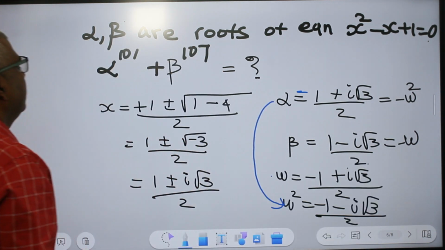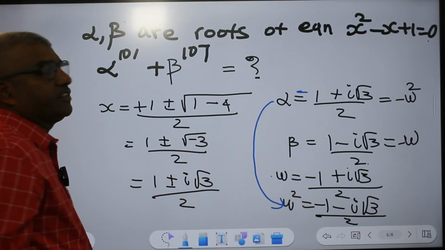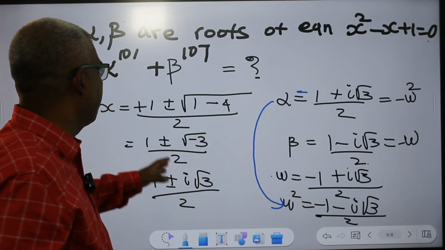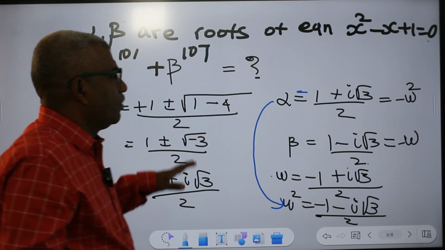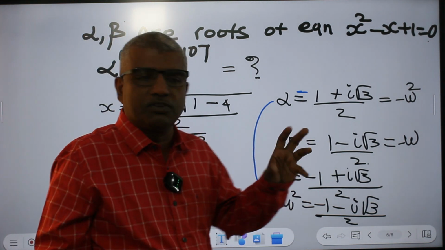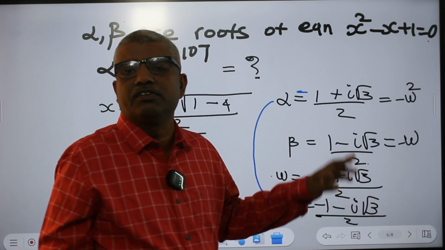Okay, I am repeating. Alpha and beta are roots of the equation x squared minus x plus 1. I am finding them with the quadratic formula: 1 plus or minus i root 3 by 2. We are splitting them: 1 plus i root 3 by 2, and 1 minus i root 3 by 2.